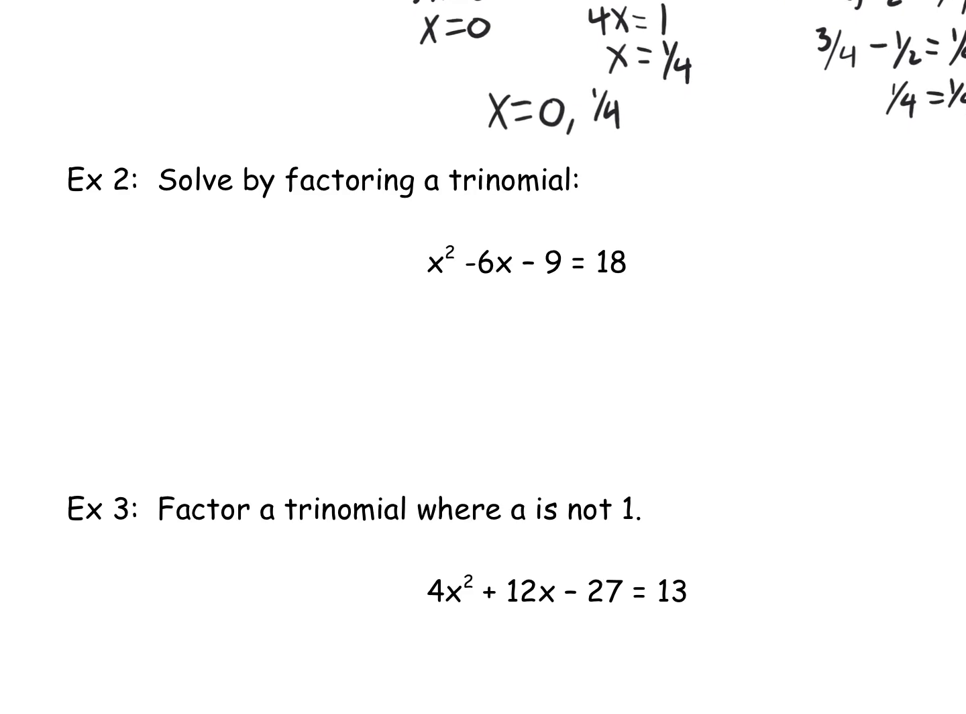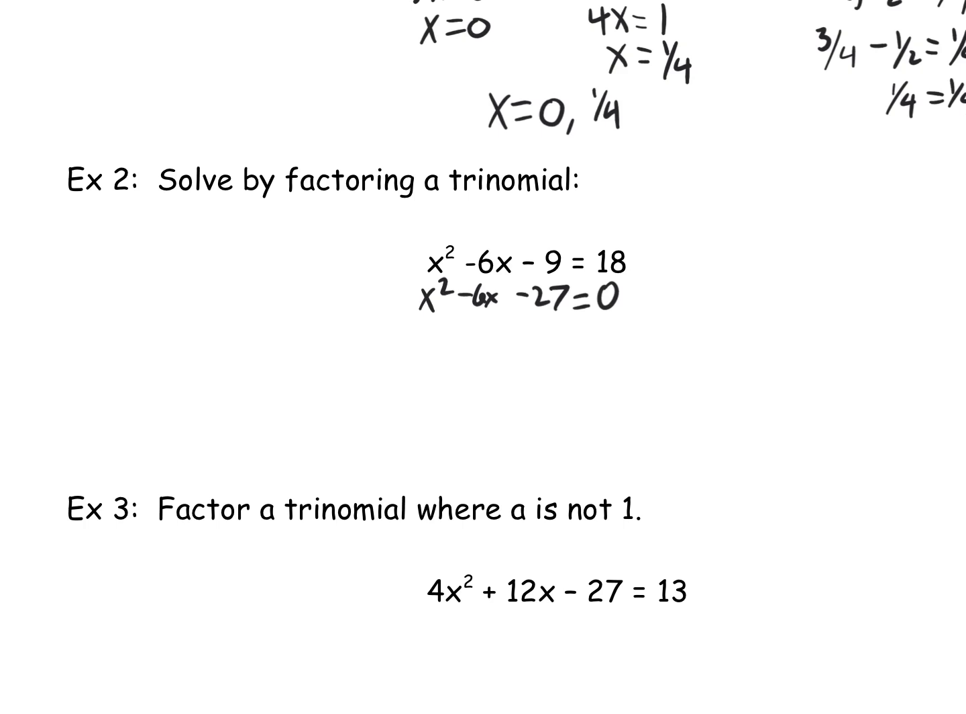So moving on. Next one here. What we've already factored when all we can do is a GCF. But now we have a trinomial. So we have x squared minus 6x minus 9 equals 18. Our first step is still to get that equal to 0, so we're going to subtract 18 from both sides. So that's minus 27 equals 0. So now we have x squared minus 6x minus 27 equals 0.